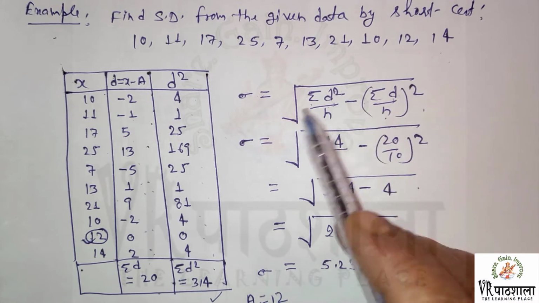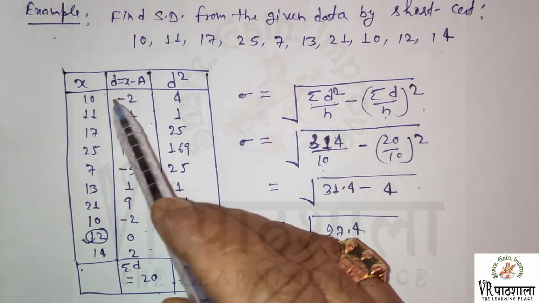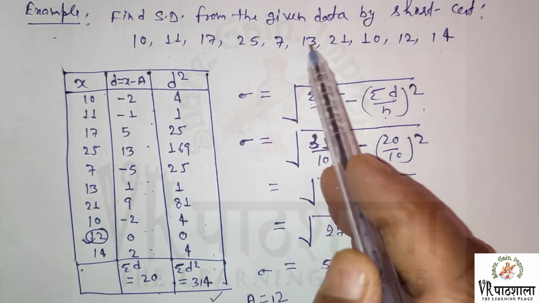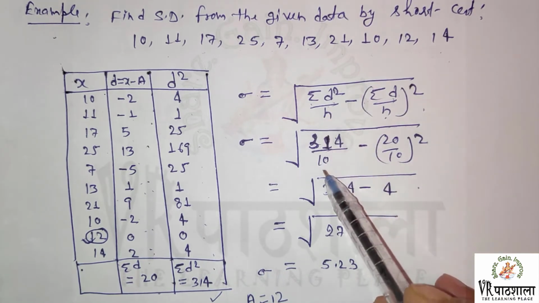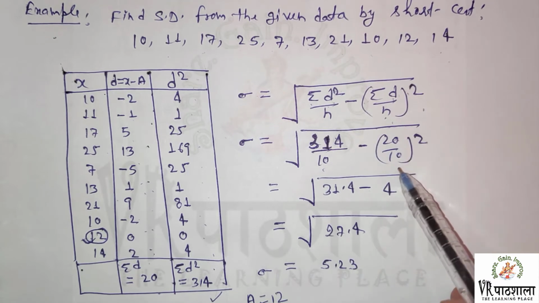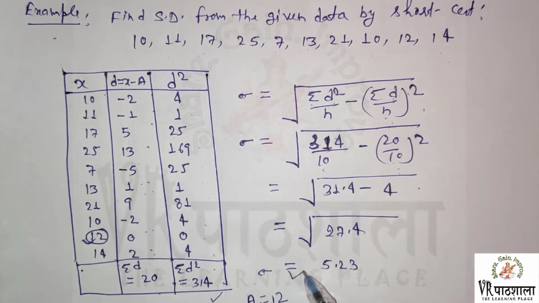Now putting these values in the formula: summation d square is 314, and n is 10, the number of individual data. We count the entries: 1, 2, 3, 4, 5, 6, 7, 8, 9, 10. So n is 10. 314 upon 10 minus the square of summation d over n, where summation d is 20 and n is 10, so square of 20 upon 10. Now we calculate these values, and the standard deviation is 5.23.